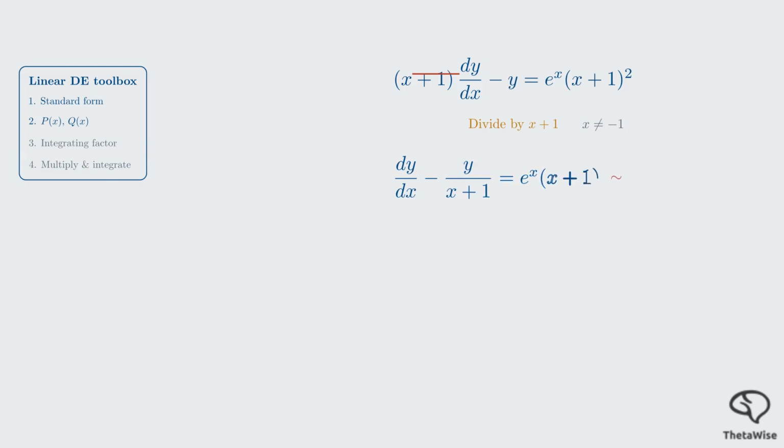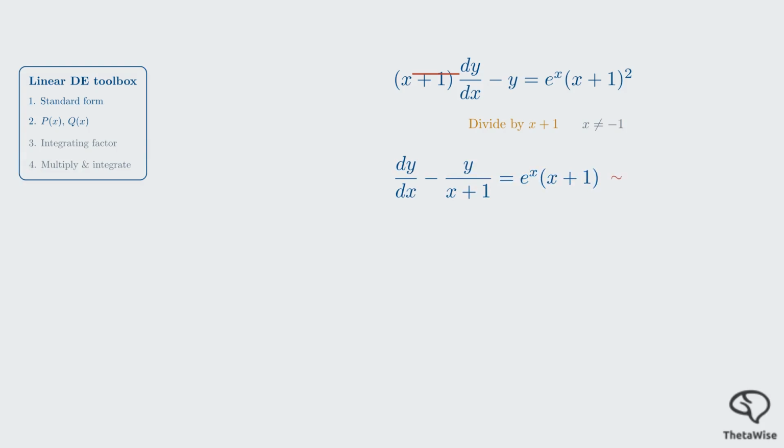Let us solve the exact example emphasized in the notes. x plus 1 times dy by dx minus y equals e to the x times x plus 1, all squared. First, divide every term by x plus 1. We must work on an interval that does not contain x equals -1, because division by x plus 1 would otherwise be invalid. The equation becomes dy by dx minus y divided by x plus 1 equals e to the x times x plus 1.